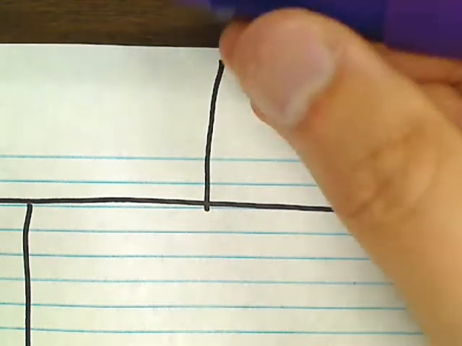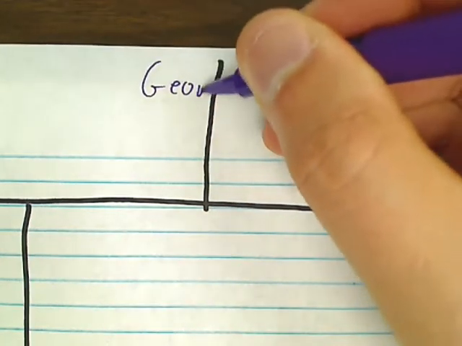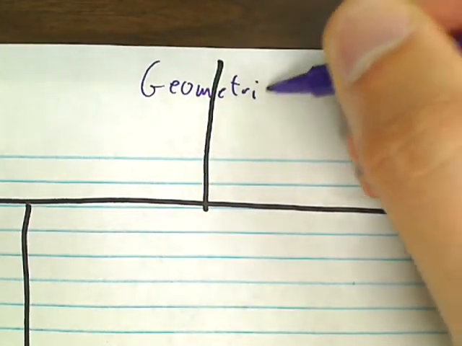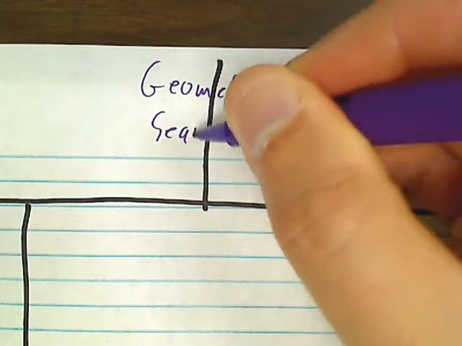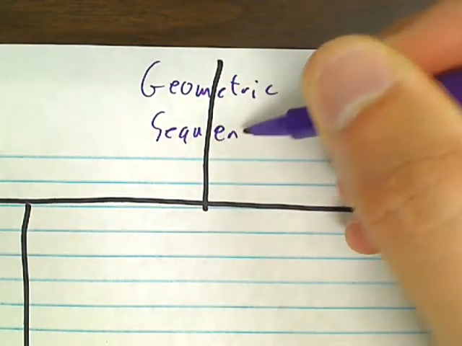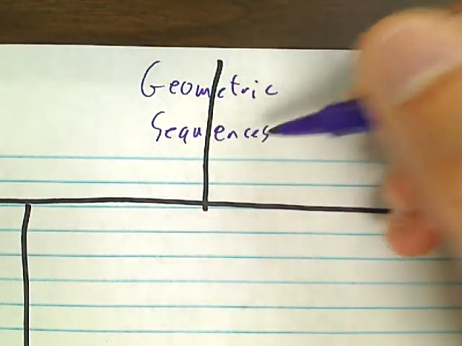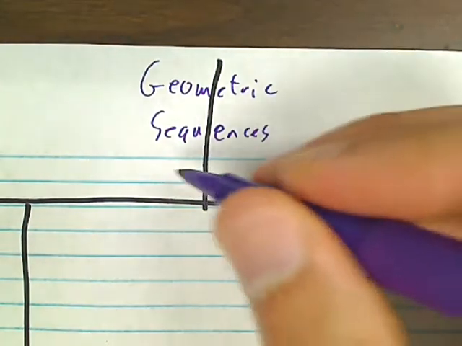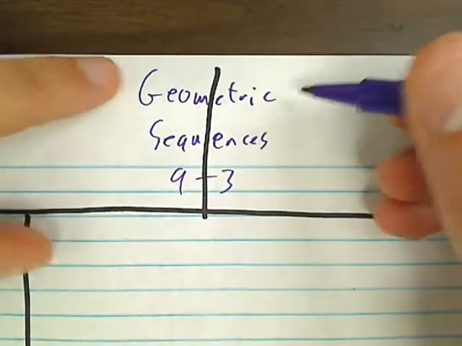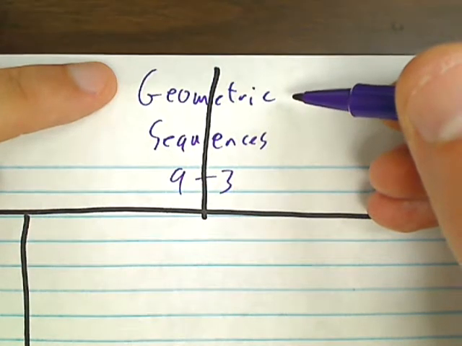What's up, class? Let's talk about section 9.3, geometric sequences. Geometric sequences, section 9.3. So, geometric, we talked about these definitions yesterday.